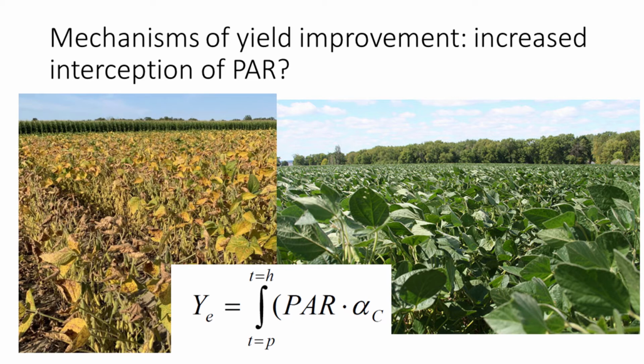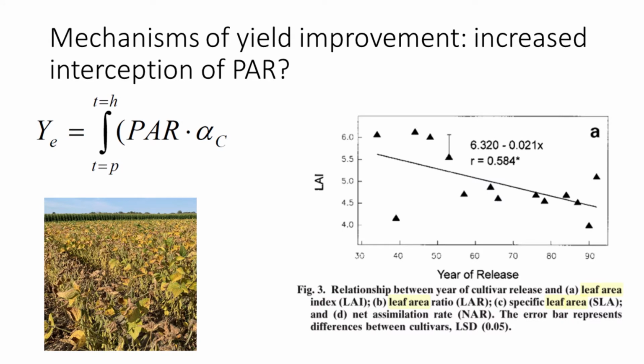And so we can ask the question, and then one of these authors will answer it, one of these scientists, did this yield improvement occur because we had an increased interception and absorption of photosynthetically active radiation over the growing season? So we can use leaf area index as a proxy for the absorption or proportion of radiation absorbed by that crop canopy. And interestingly enough, we see a decrease in leaf area index over time. So newer varieties are higher yielding despite having a significantly lower leaf area index.